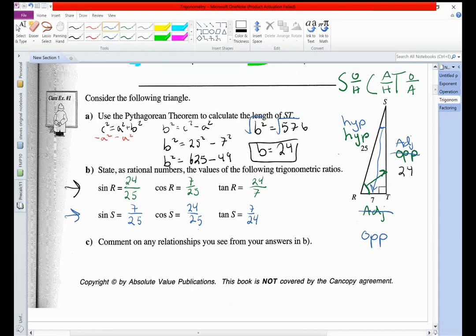So it says here, comment on any relationship you see from your answers. Well, we can see that sine of r actually equals cos of s. You can see that they're both 24 over 25. And same with sine s is equal to cos of r, which is cool. And then the last one is that the tan ratios are reciprocals. So one of them is 24 over 7. The other one is 7 over 24. Reciprocal.